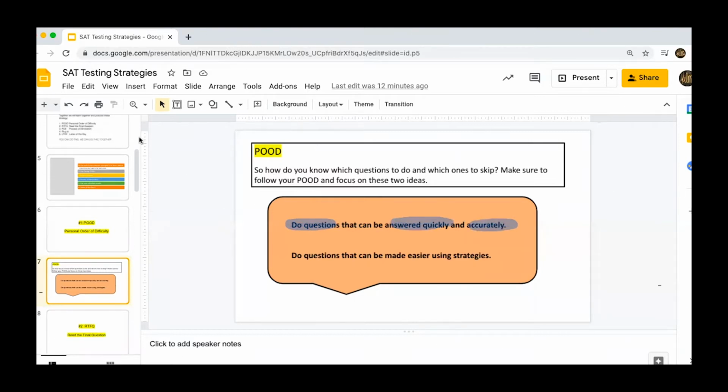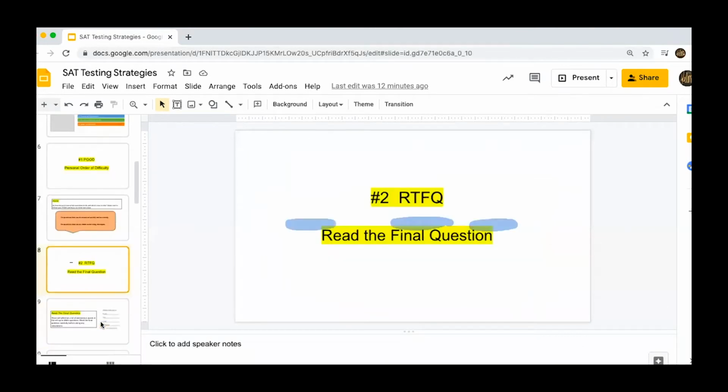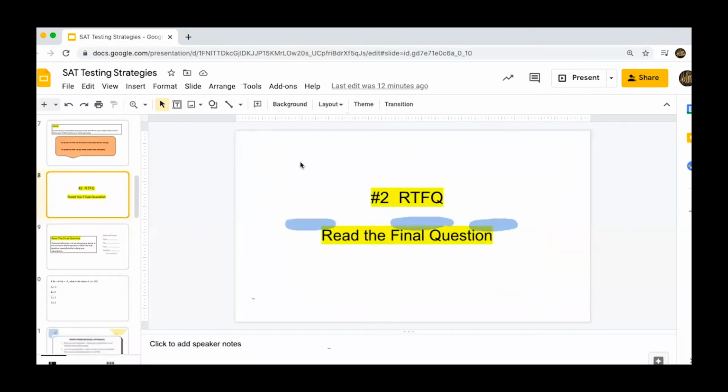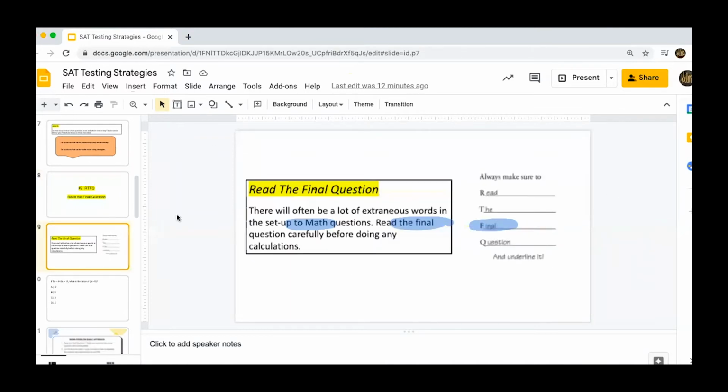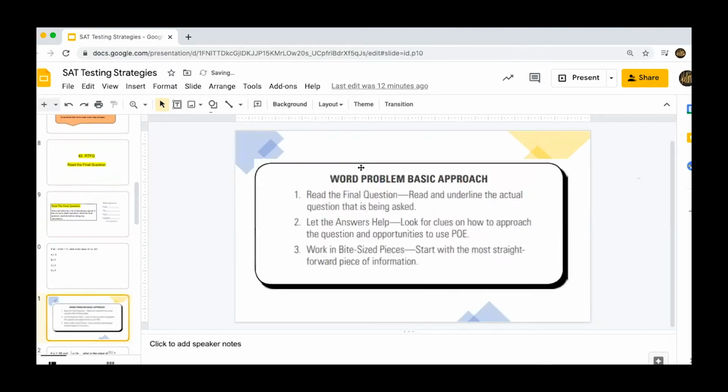So that's POOD. The next one is read the final question. Oftentimes we just go straight and solve the problem without even reading. So sometimes we solve for x, and we don't even know what exactly they asked for. So make sure that you read the final question by simply underlining the actual question that is being asked, and make sure that you look for the clue on how to approach the answer, so we can eliminate the wrong answers and work on bite-sized pieces, meaning you start with the most straightforward piece of information and go from there.